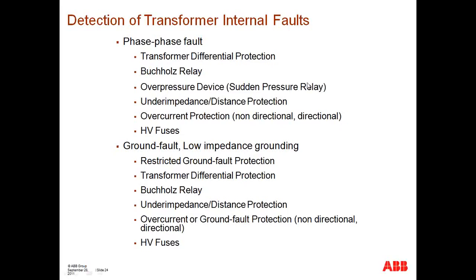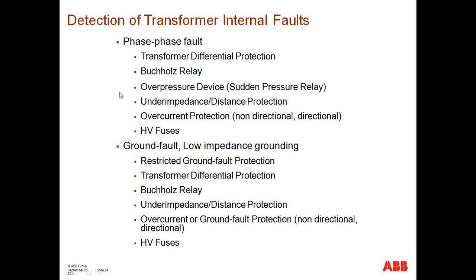Then we have overpressure devices, also known as an SPR, a sudden pressure relay, which, similar to a pressure valve, is monitoring for aggressive changes of pressure inside the tank of the transformer. Same principle: when internal electrical faults occur inside of the transformer, you're going to have this breakdown of oil, which in turn releases gases, and those gases in turn increase the pressure inside of the tank. And this is just a mechanical pressure relief valve that will activate and in turn will be connected to breakers and so on to isolate the transformer from the system.